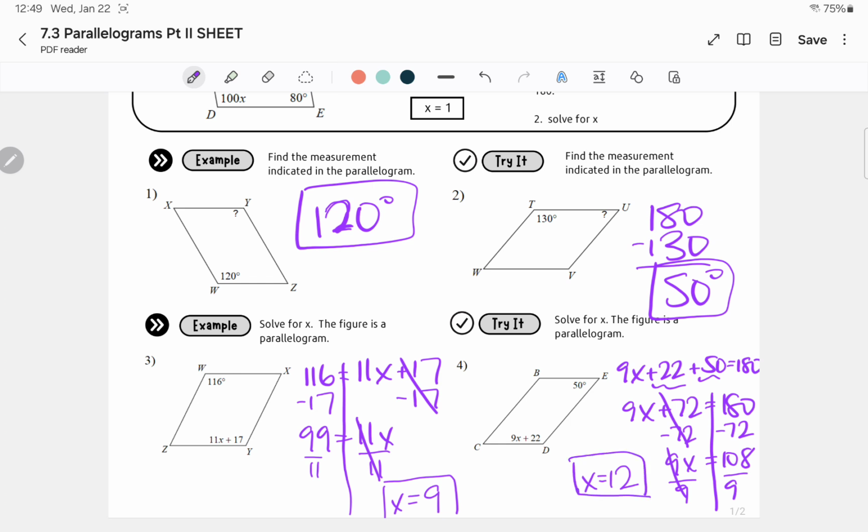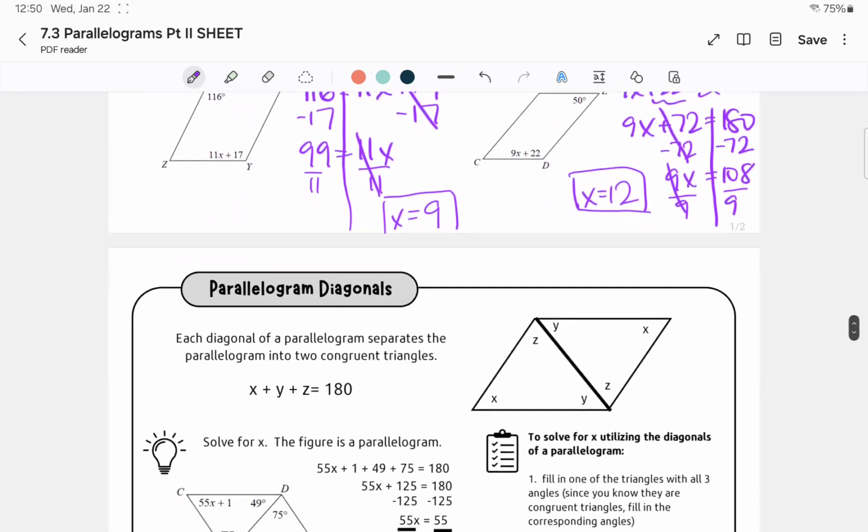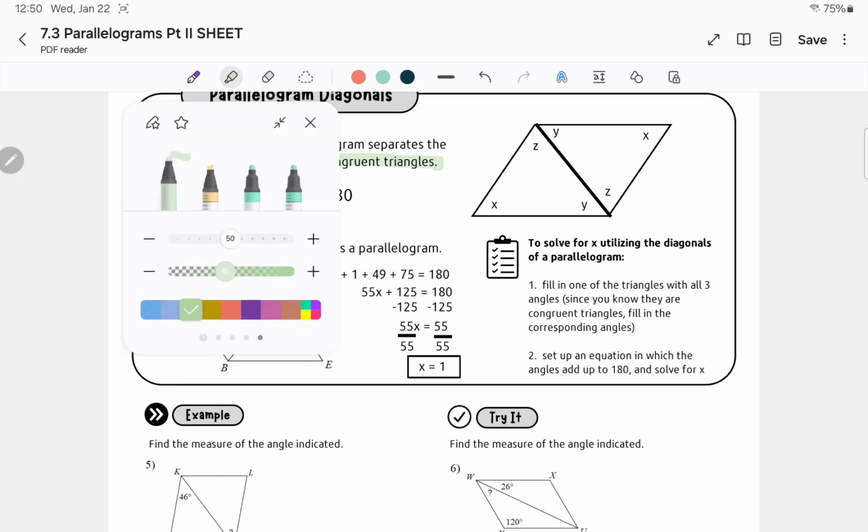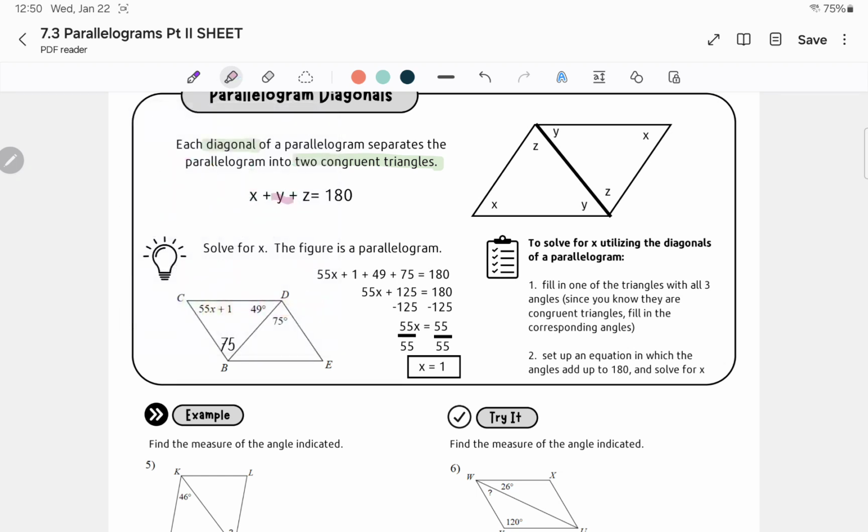Okay, so just to recap, if the angles in a parallelogram are across from each other, they are equal. If they are next to each other, they add to 180, okay? Two concepts to remember. Now with the diagonals, it's a little different. So let's highlight again. Each diagonal creates 2 congruent triangles. And what do we know about triangles? Their angles add up to 180, okay?